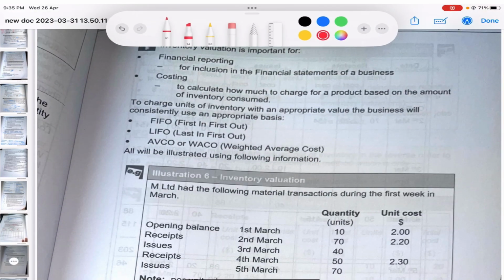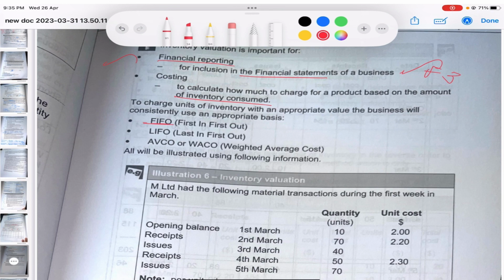Why do we have to learn inventory calculation in the first place? We'll be using it for financial reporting, because we need to show it in the financial statements, and we'll also be using it for costing. Using it in the financial statements is something which we have seen in F3. Now we'll be using the same thing for the purpose of costing, to calculate how much to charge for a product based on the amount of inventory consumed. To charge units of inventory with an appropriate value, the business will consistently use an appropriate basis.